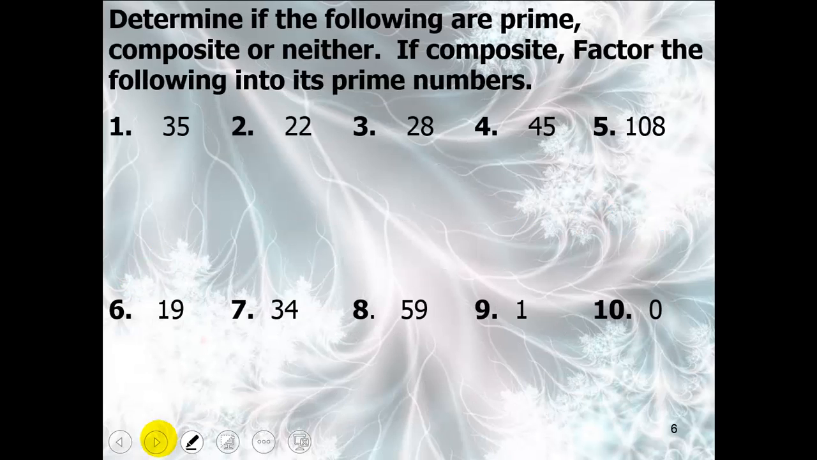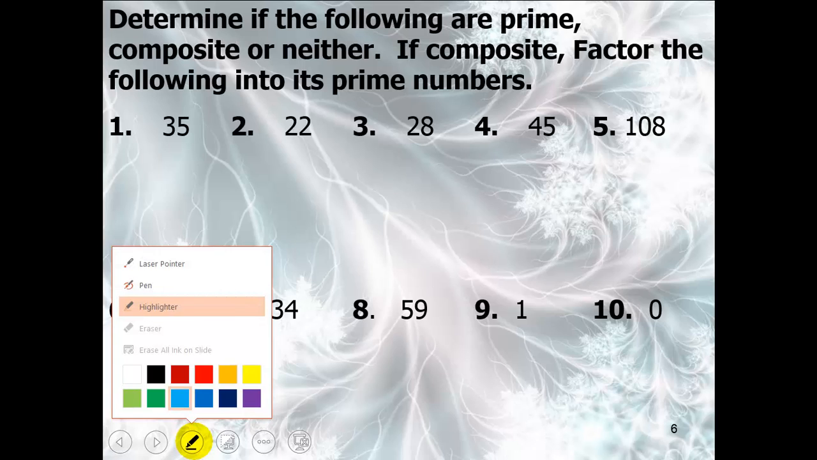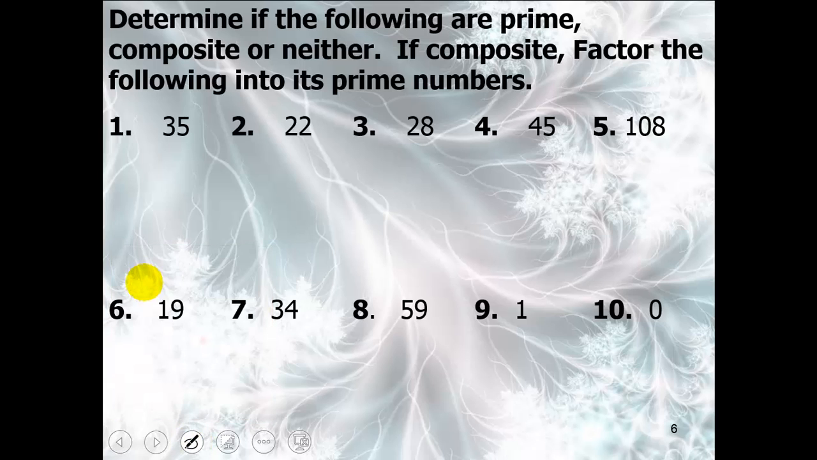Determine if the following are prime, composite, or neither. I'm going to switch to my pen here. If it's composite, then they want you to factor it into its prime numbers. All right? So let's start with number 1, 35. Is 35 prime or composite? Well, it has the factors of 1 and 35 and 5 and 7. So this is composite. And its prime factorization is 5 times 7.